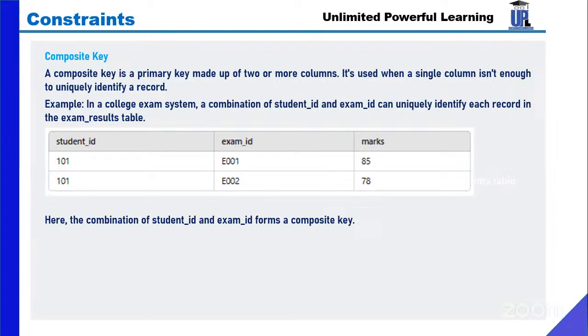Similarly, if you go for the other keys, like a composite key. What is a composite key? For example, if I want to say marks, if you observe this table, there is a student column, there is an exam column, exam ID column, and marks.